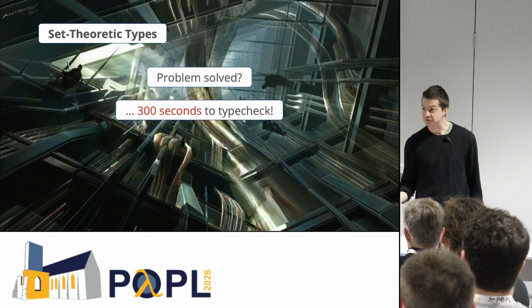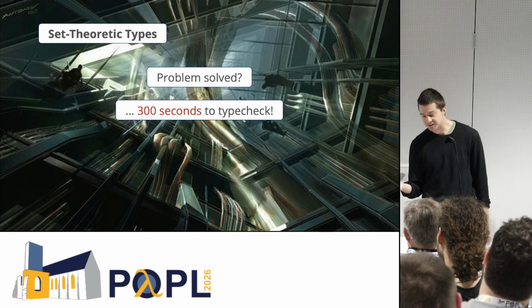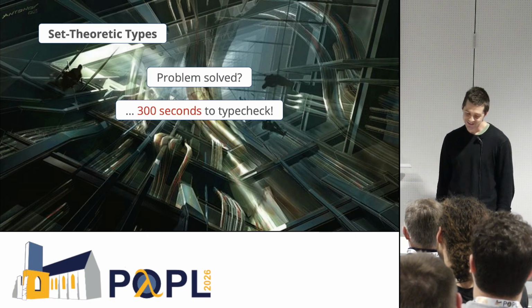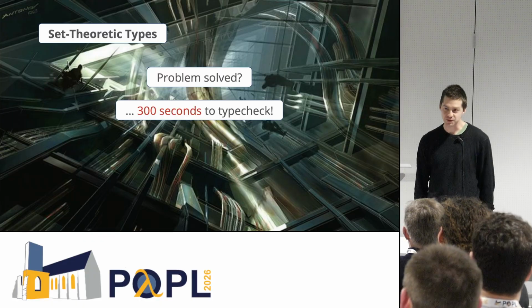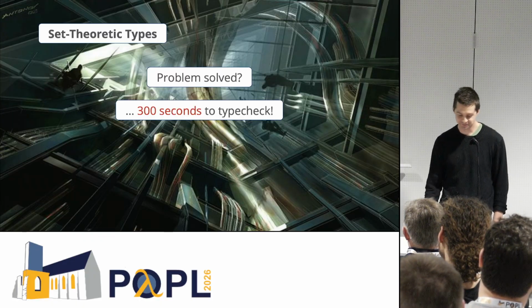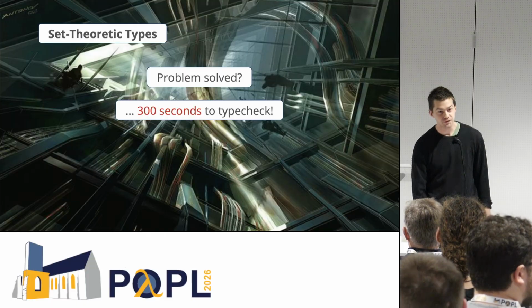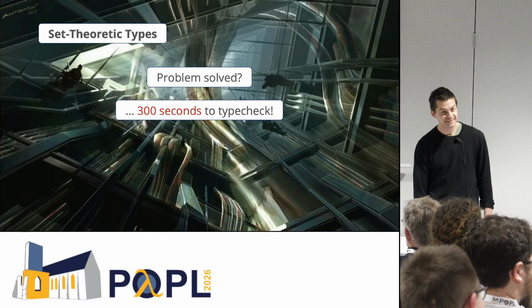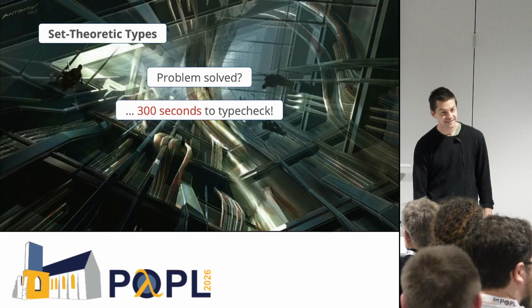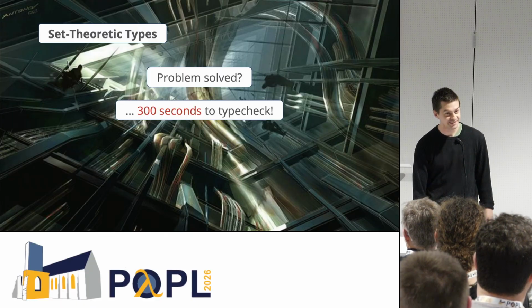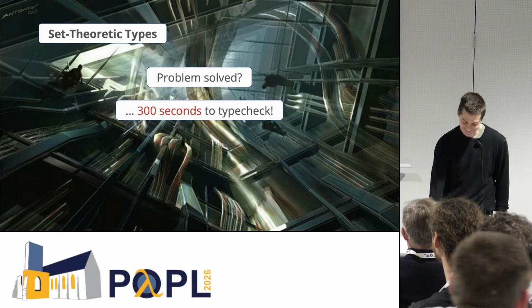So problem solved. Well, in theory, not so much in practice. So type inference for flatten was 300 seconds. No longer. No longer, OK. No, I mean, now it takes a few milliseconds. Few milliseconds. Oh, that's fantastic. Maybe it is problem solved.